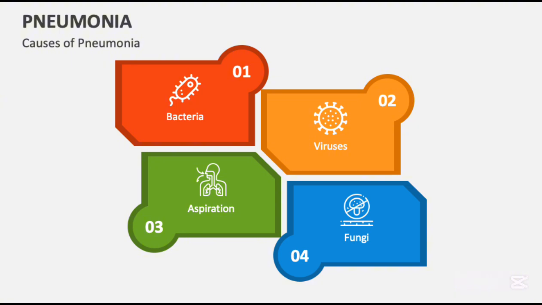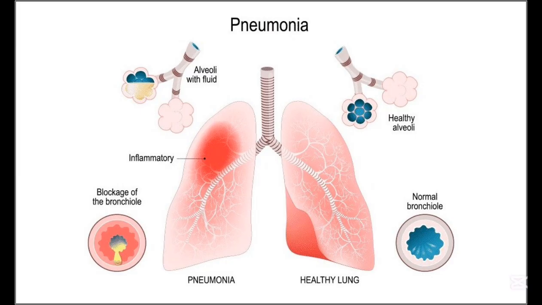For viral causes, we can have influenza, respiratory syncytial virus, COVID-19, and adenovirus. Coming to fungal causes, we can have Pneumocystis jirovecii, Histoplasma, Cryptococcus, Aspergillus. The fungal causes mostly occur in immunocompromised patients. We can also have atypical causes of pneumonia, which include Mycoplasma pneumoniae and Chlamydophila pneumoniae.